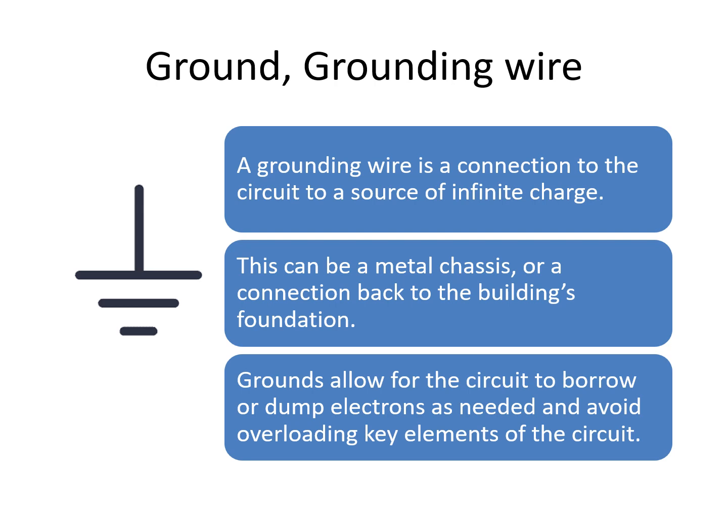All right, so grounding wires typically can be the metal chassis or housing to the machine, or a connection back to the building's foundation, which is the third prong on the plug typically. Grounds will allow for the circuit to borrow or dump electrons as needed, and what that does is it ballasts the current and keeps the current from skyrocketing, and it avoids overloading key elements of the circuit when you ground out the circuit, and overloading of those elements would cause those components to be damaged from too much current.